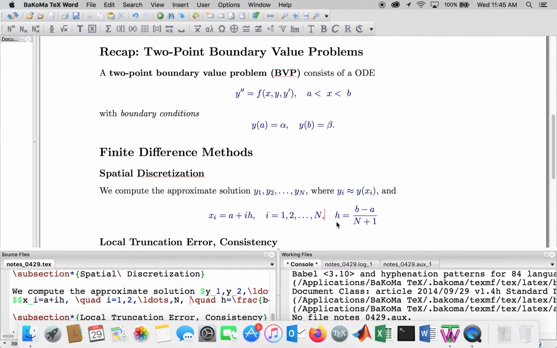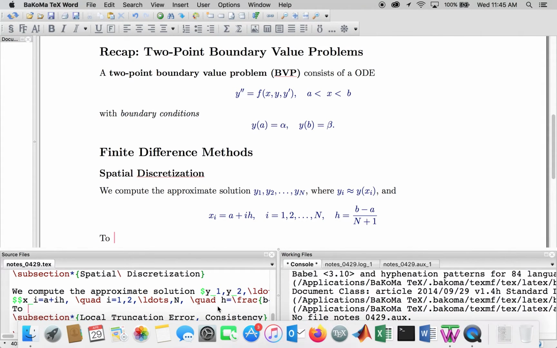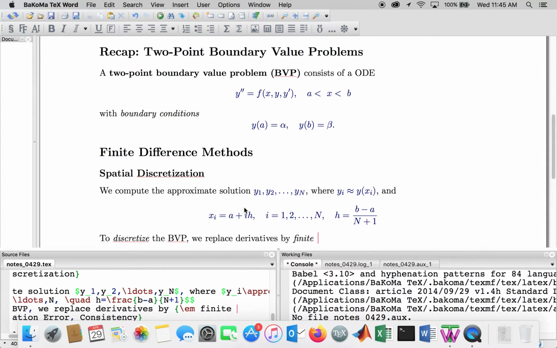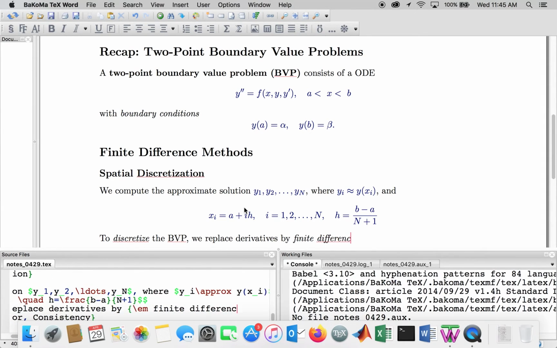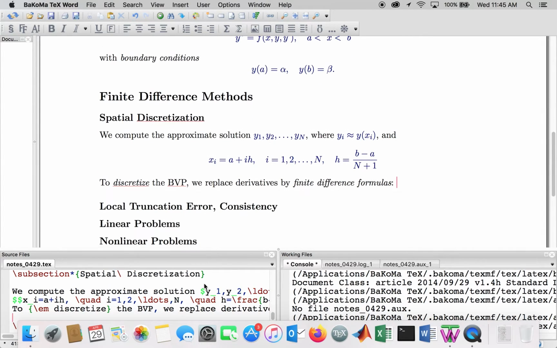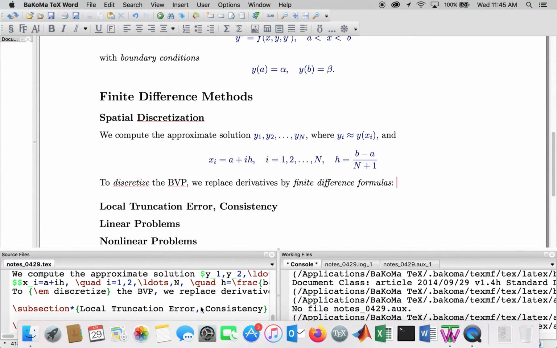Now, to discretize the BVP, we replace the two derivatives involved, y double prime and y prime, with finite difference formulas. We have various choices, but here are the most commonly used ones.